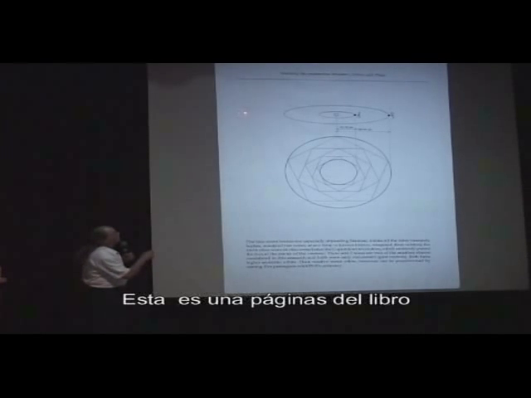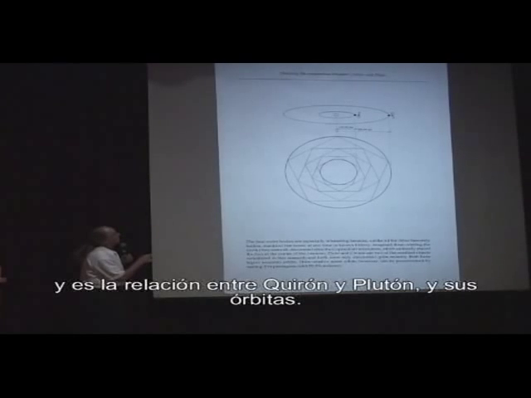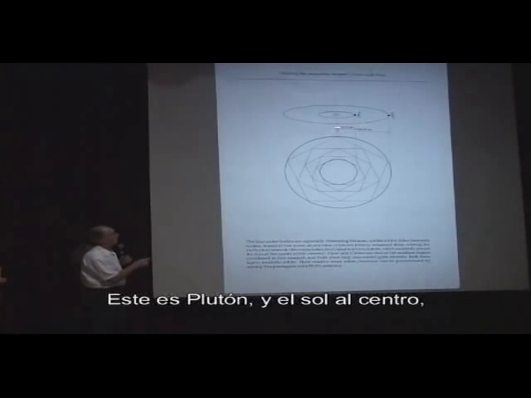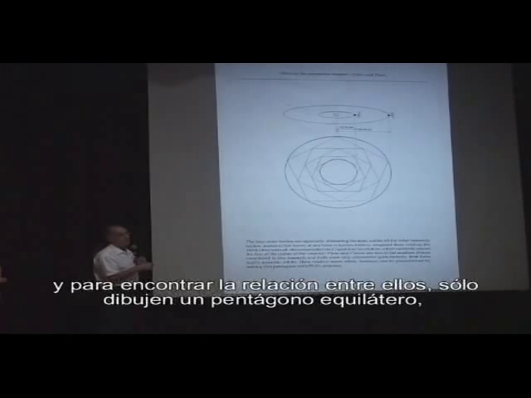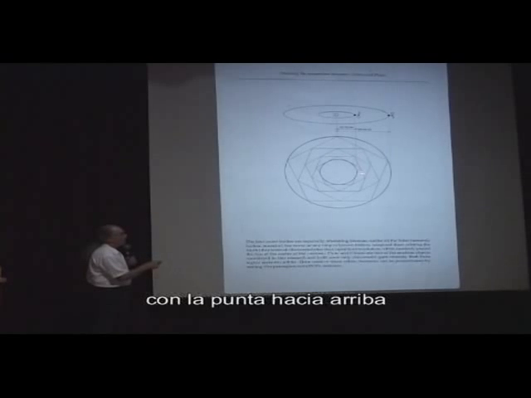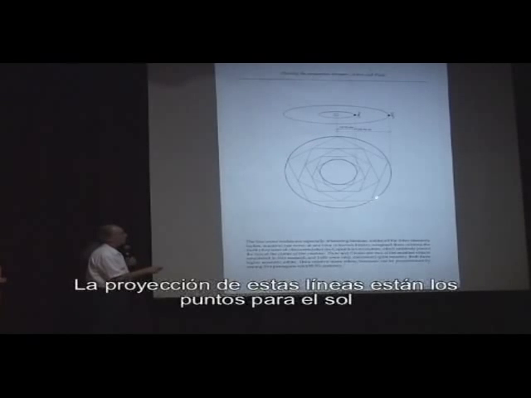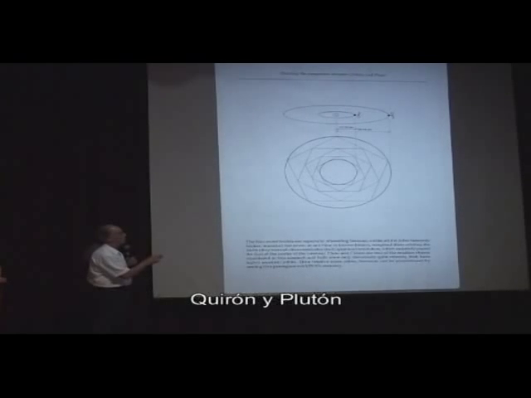This is one of his pages out of this book, and it's the relationship between Chiron and Pluto. In other words, this is the orbit of these two bodies. This is Pluto here, and these are a very simple relationship, with the sun in the center. All you have to do is draw a 5-sided pentagon, then draw one facing the other way, then one up, then one down, and one up. On the inner one you draw a circle, and on the outer one you draw a circle, and those lines form the exact relationship between the Sun, Chiron, and Pluto.